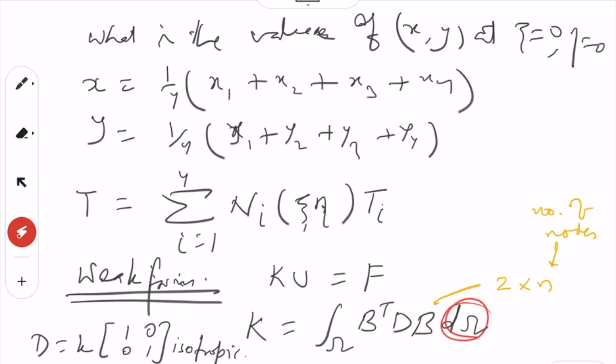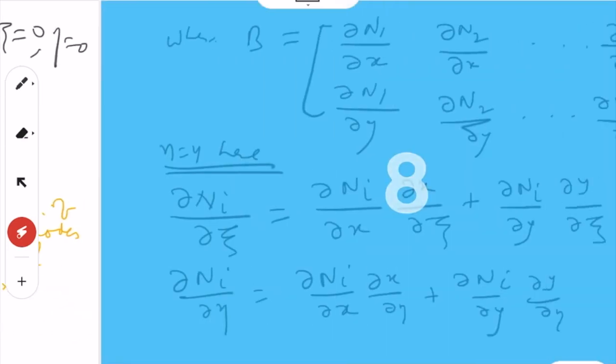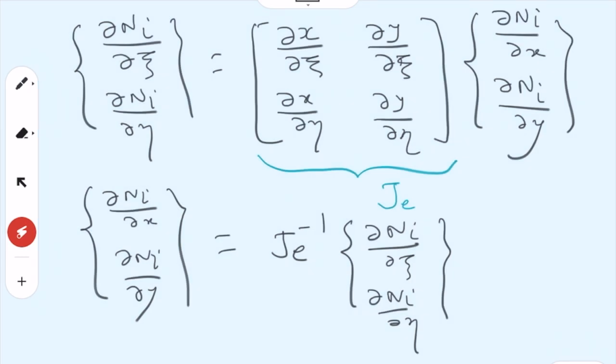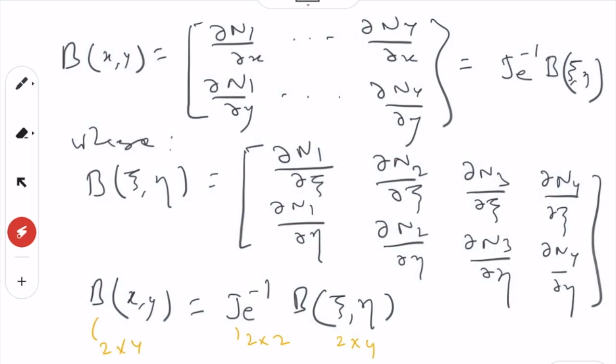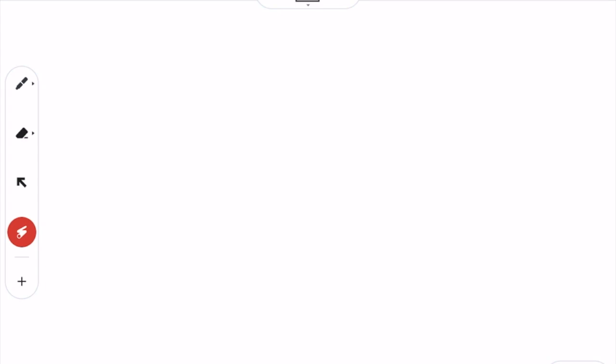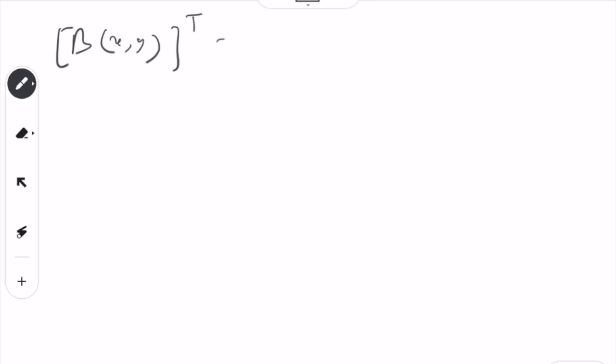Now what is the meaning of that? That also we have to look at. So basically here we have this one, B, and B transpose. So B xy transpose of that will be simply J E inverse and B xi eta transpose of that.